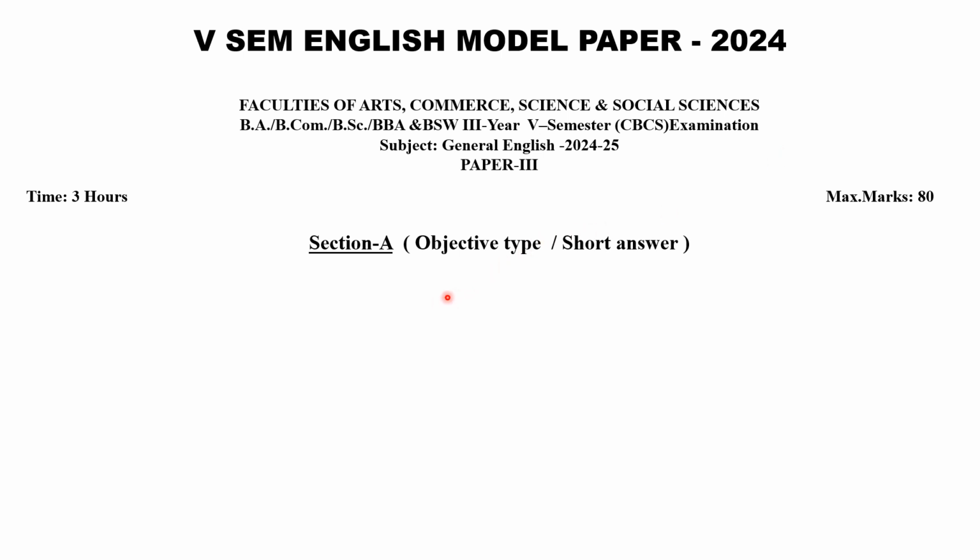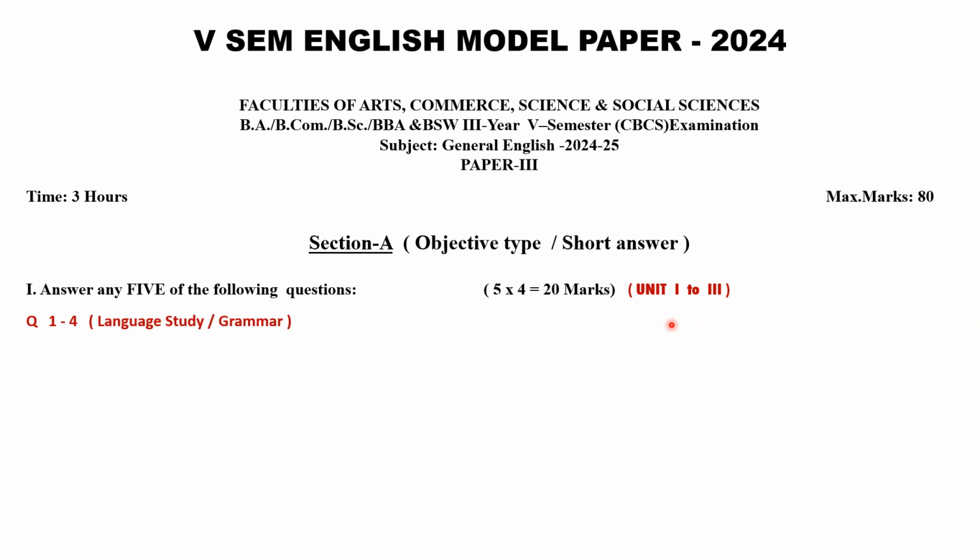In section A, you have to answer the objective type questions or the short answer type questions. You will be given 7 questions and you have to answer any 5 of the following questions, and 5 questions carry 4 marks each. That means you have 4 items in each question, and these questions are taken from unit 1 to 3. So question 1 to 4 you will be answering the questions based on language study or grammar, and question 5, 6 and 7 you will be getting either from critical reading or any short answer questions.